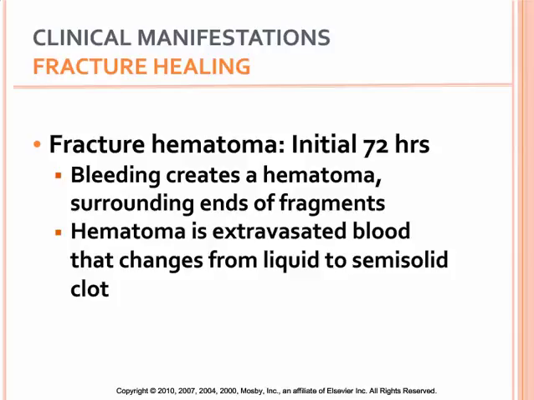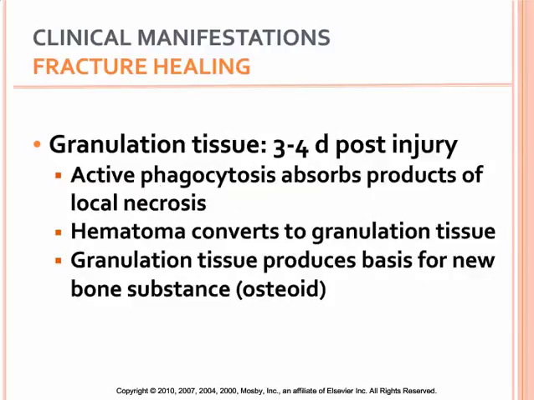In the initial stages of the injury, the first 72 hours is when the hematoma occurs. And it's the extravasated blood that changes from a liquid to a semi-solid clot. 3 to 4 days after the injury is the granulation of the tissue, where new blood vessels, fibroblasts, and osteoblasts are formed.